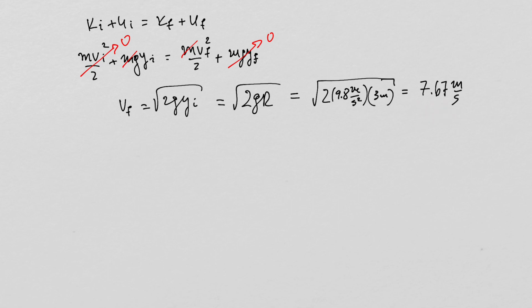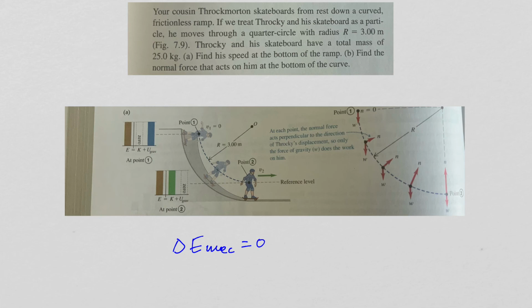The second part of the question was to find the normal force that the boy experiences at the bottom of the ramp. So at the beginning of the motion, the normal force is 0, and only the weight of the boy is present that pulls straight down. And as the boy starts to go around the curve of the ramp, normal force appears, and it always points towards the center of the curve. So at the bottom, the normal force points straight up, the weight straight down.